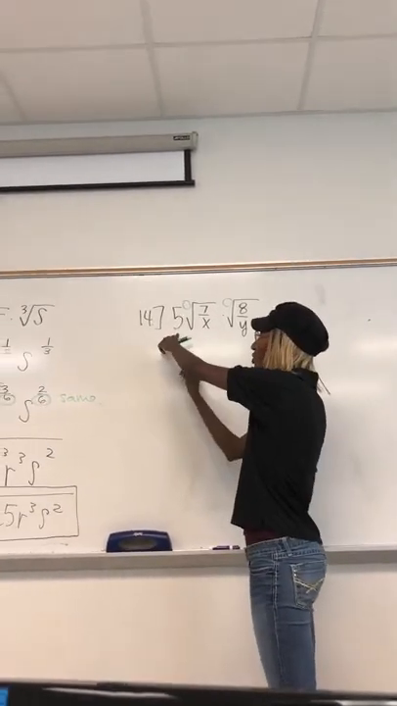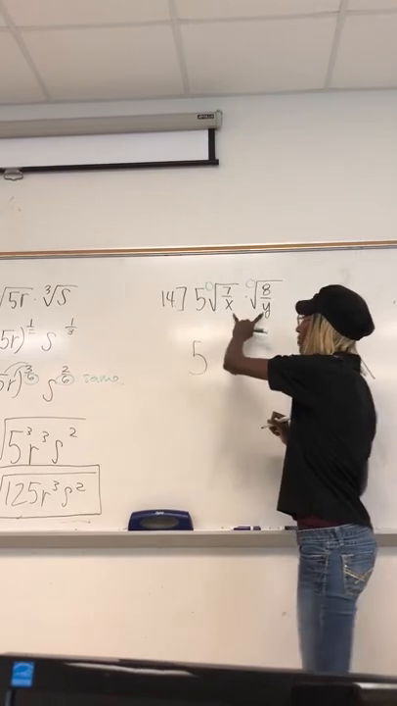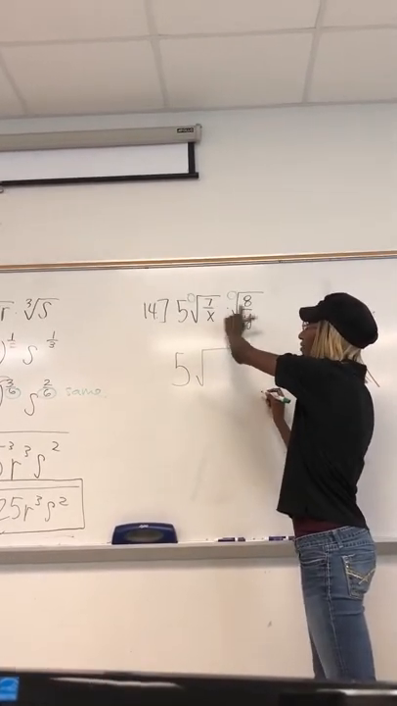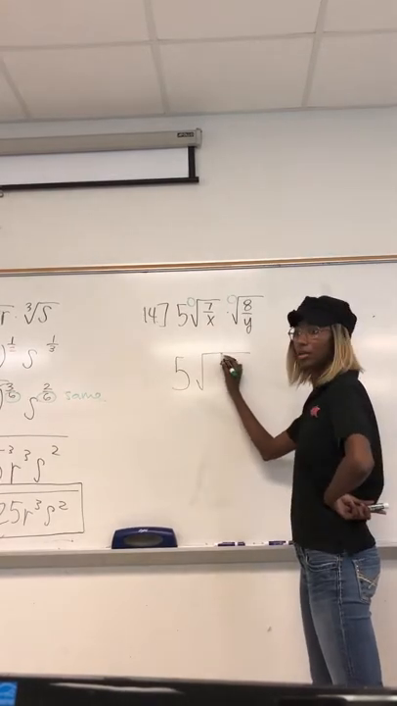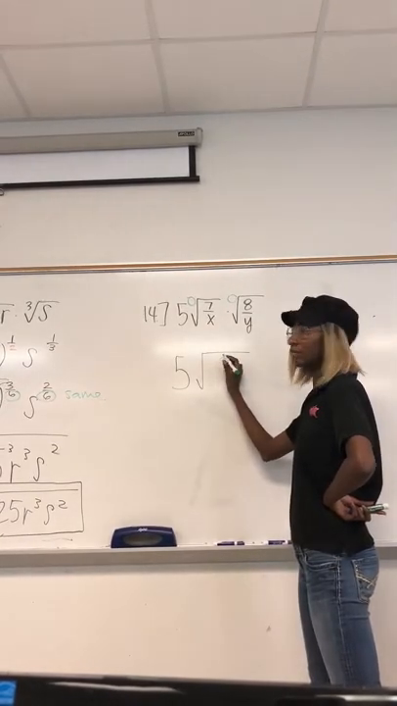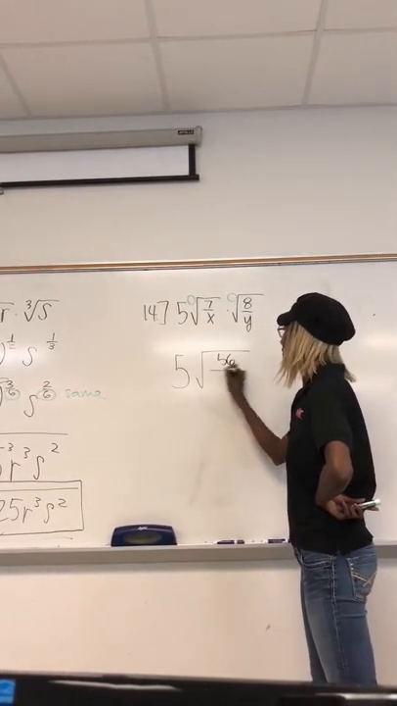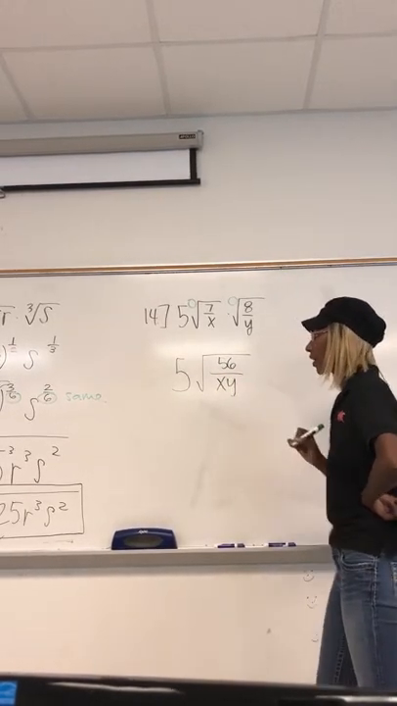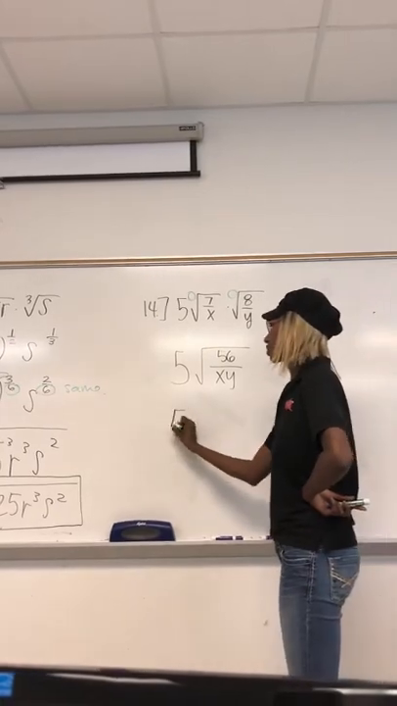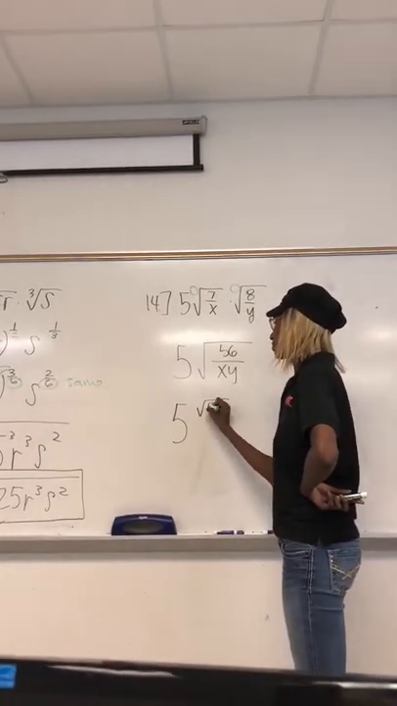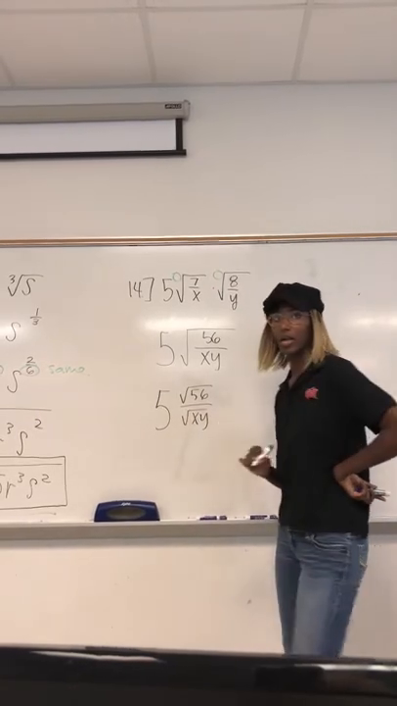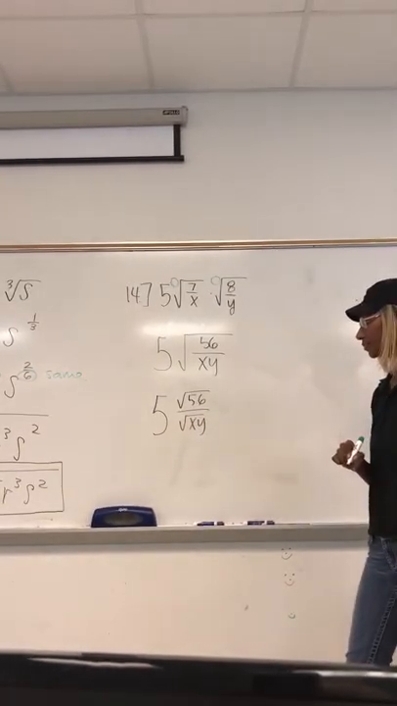So with this 5, we're just going to bring it down. And then with these, we can go ahead and combine it into one radical. So we have 7 times 8, which is 56, and then over x times y, okay? Now this can be broken into 5 square roots of 56 over the square root of x, y, right?